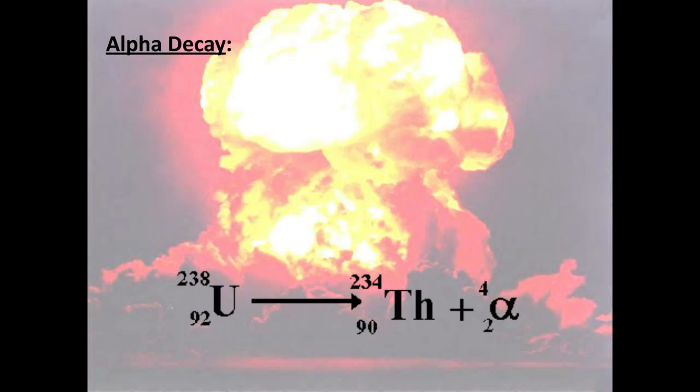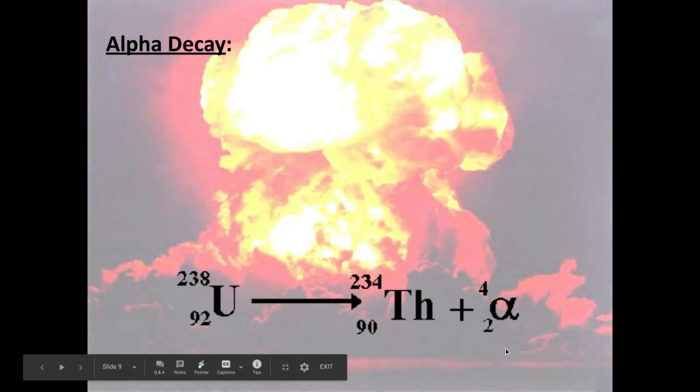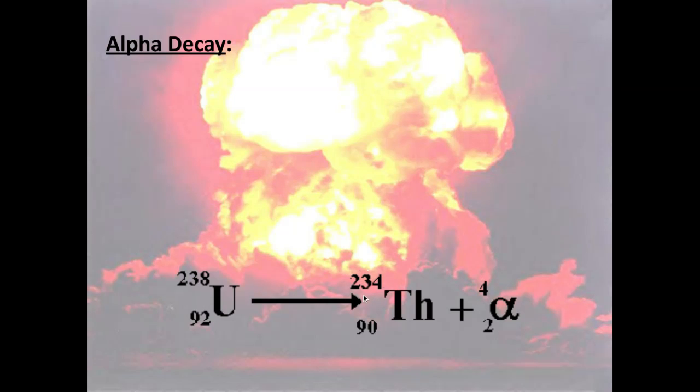Alpha decay, typical radioactive decay of uranium. Here we can see uranium 238, 92. It's going to decay into thorium. So we've got 238. If something with a mass of 238 gives off an alpha particle with a mass of 4, 238 minus 4 is 234. So the new element it transmutates into, Th, has to have a mass of 234.